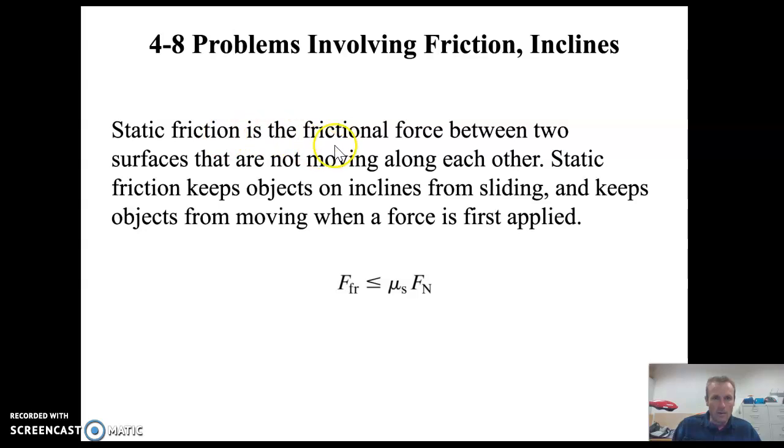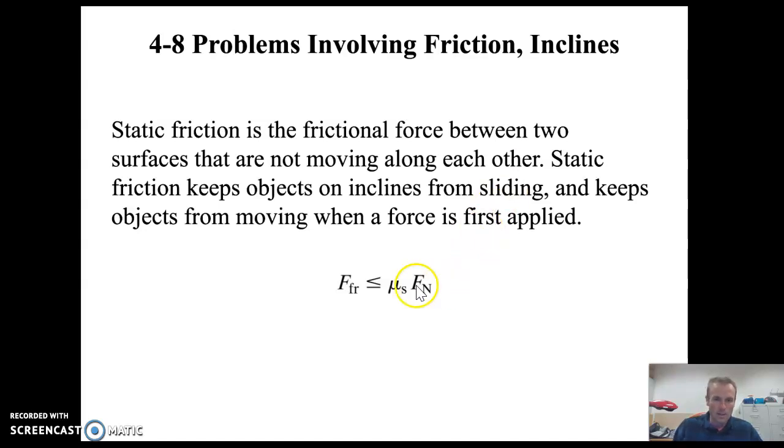So with static friction, this is that frictional force between two surfaces that are not moving. Typically what we'll do is take objects and elevate them on an incline. And if they're not sliding down the incline, well, it's static friction that's holding the object in position. Our experiment this week is going to involve something exactly like that, and we'll be able to figure out the frictional force involved by measuring some angles.